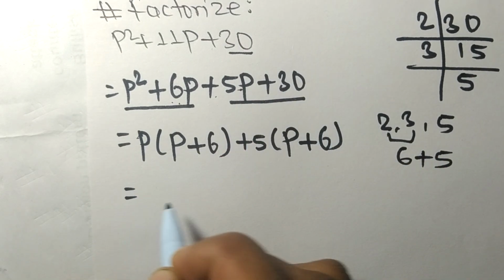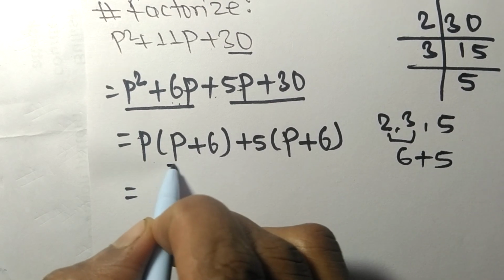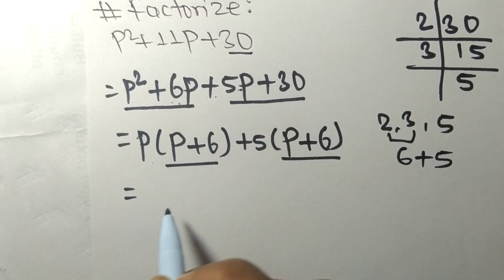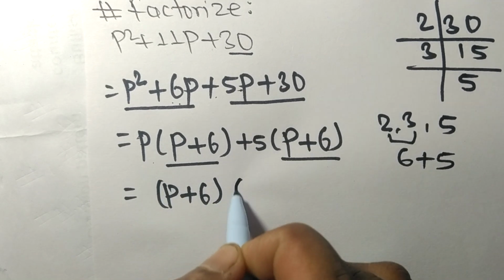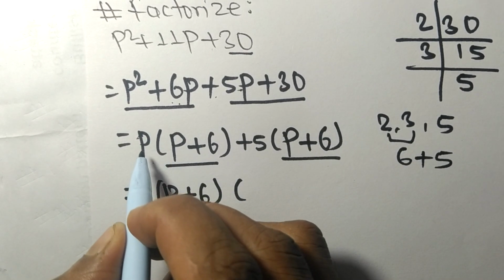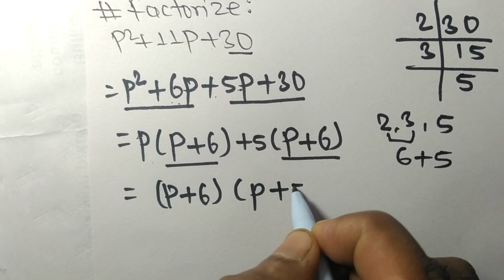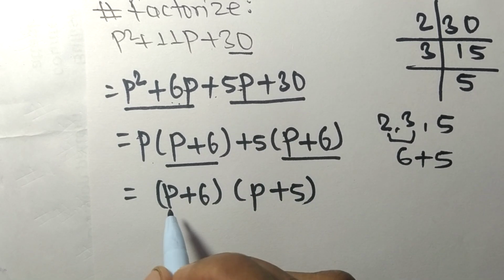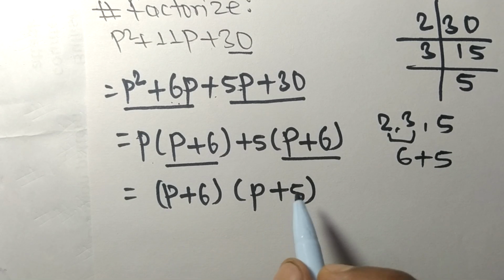So now we find out common in these both. So common here is p plus 6 and p plus 6. So p plus 6 is common, and remaining in the first expression is p and in the second plus 5. So p plus 6 and p plus 5 are the factors.